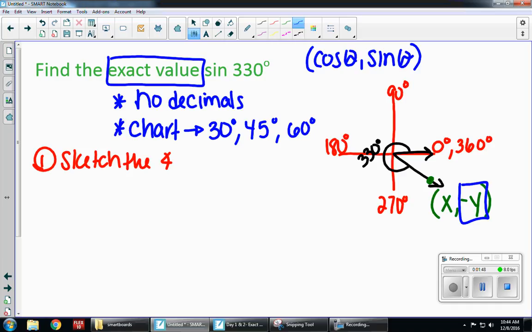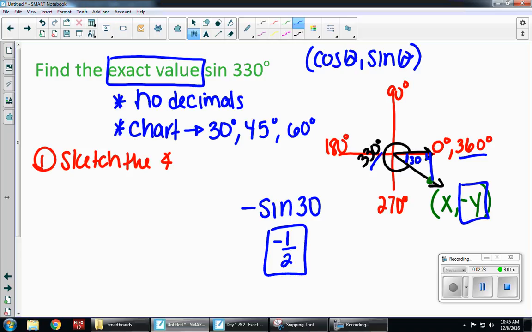So I want to imagine a triangle in order to help me find my reference angle. My reference angle is always the distance from my terminal side of the angle back to the x-axis. So here's my triangle. It's this distance here. So to get from 330 degrees back to 360, that reference angle is going to be 30. So I am going to find negative sine of 30 degrees. So using my chart that you should have memorized, sine of 30 degrees is 1/2. So my answer is negative 1/2.